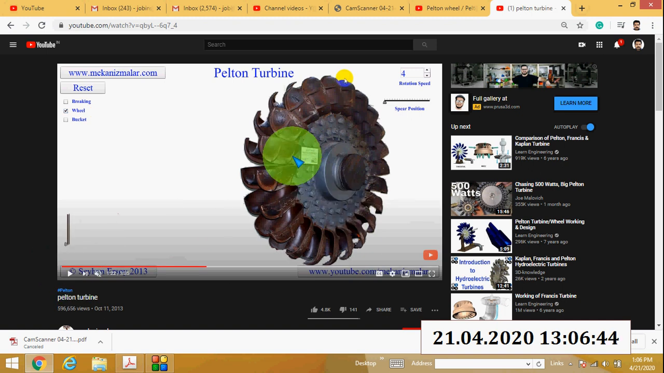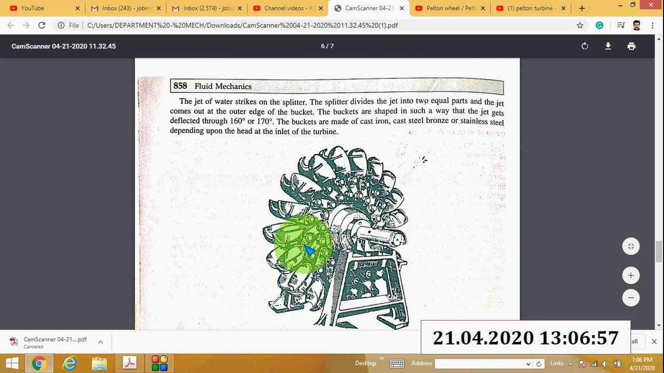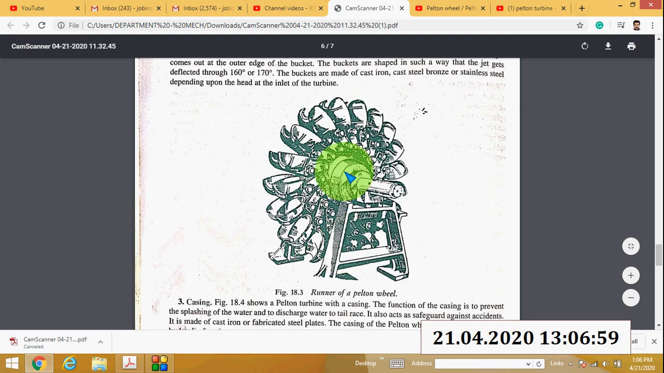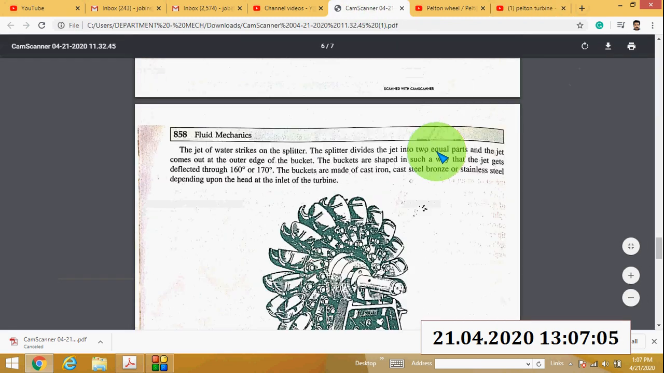So you can see this is the runner, this is the rotating part, and these are the buckets. Okay, so runner and buckets. The figure shows exactly this: this is the runner and this is the buckets.